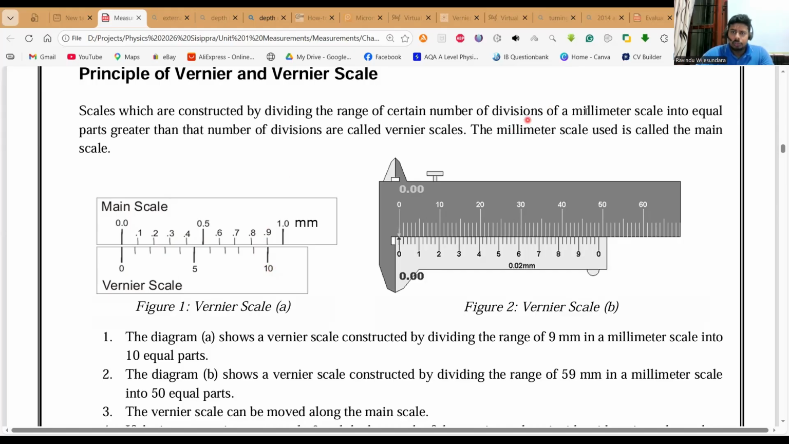That is what is said here. A certain number of divisions of the millimeter scale, from here it is 9, is divided into equal parts greater than the number of divisions. So here you can see 9 divisions divided into 10 divisions in the Vernier scale. That is why it is called a Vernier scale. Right. Hope you understand the first diagram.